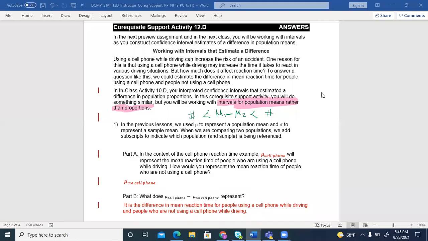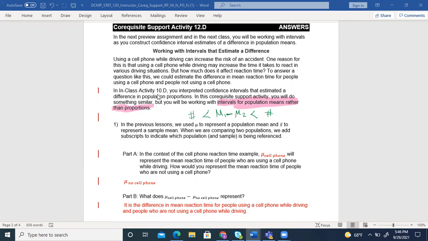Welcome to support activity 12D, working with intervals that estimate the difference. Using a cell phone while driving can increase the risk of an accident. One reason for this is that using a cell phone while driving may increase the time it takes to react in various driving situations. But how much does it affect the reaction time? To answer a question like this, we could estimate the difference in mean reaction time for people using a cell phone and people not using a cell phone.